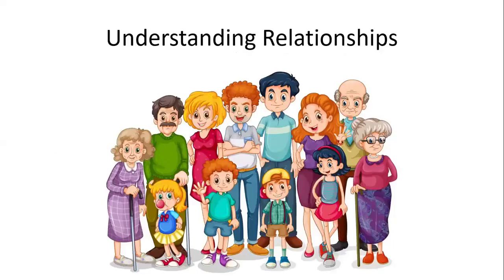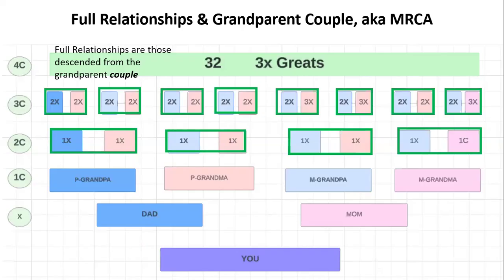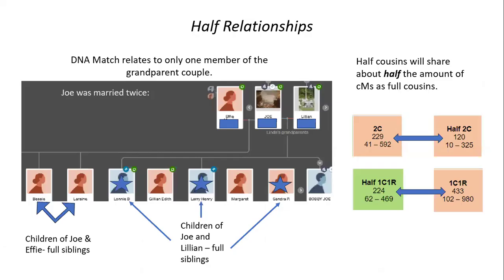Now, understanding relationships. Aren't those fun? Y'all have heard of half cousins, removed cousins, all of those things. Well, we've got to understand what those are because they play a role. Full relationships share the same grandparent couple, or what we call the MRCA, most recent ancestral couple. Those are ones where, as first cousins, you share both the grandma and grandpa. Okay, those are your full cousins.